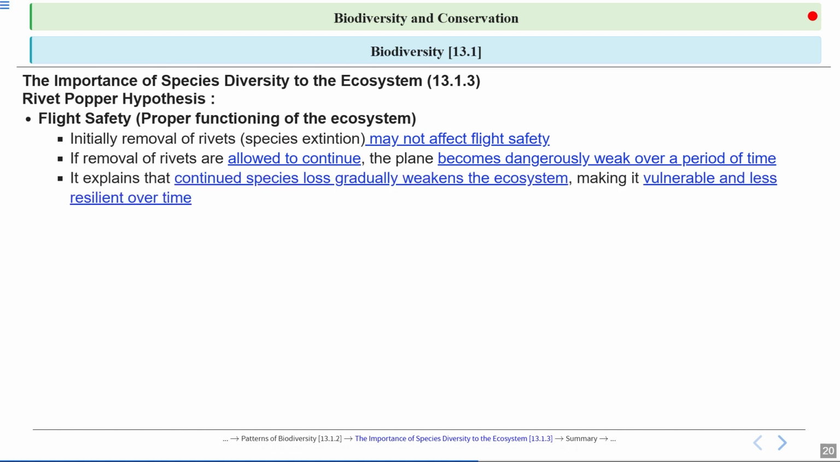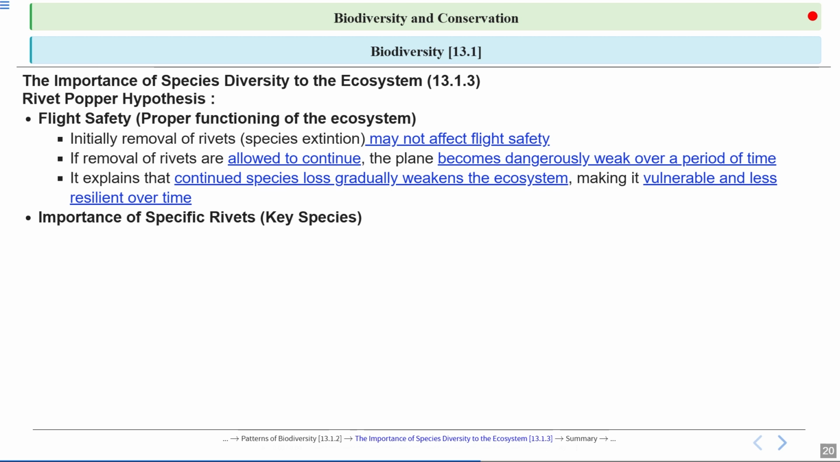So the rivet popper hypothesis explains that continued species loss slowly weakens the ecosystem, making it more vulnerable and less able to recover from problems. Just like a plane with too many missing rivets, an ecosystem with too many missing species is at risk of collapse.